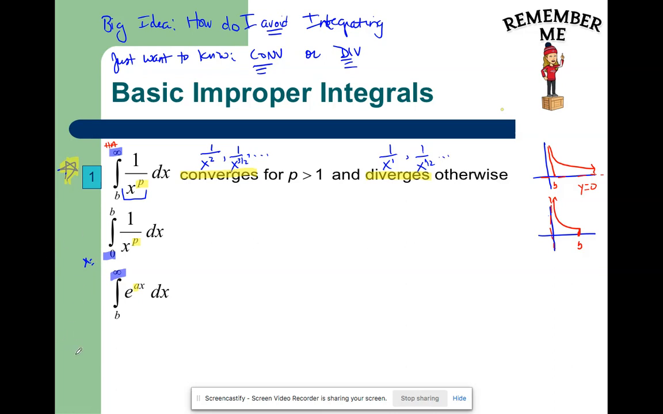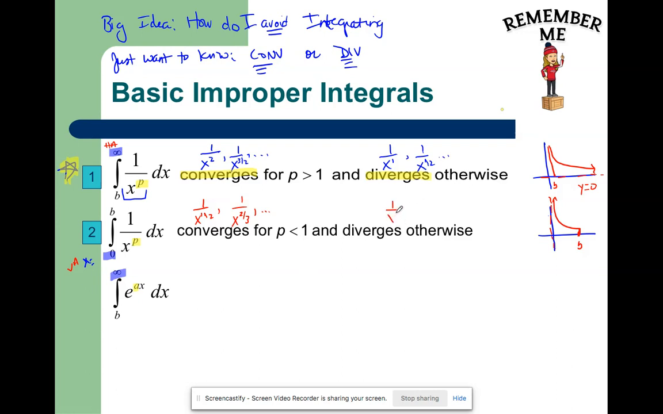So that improper integral, right? It's improper because you have the vertical asymptote at one of the limits of integration, so it flips. And it converges if you have p less than 1. And diverges otherwise. Notice x to the first is in the divergent category no matter what.